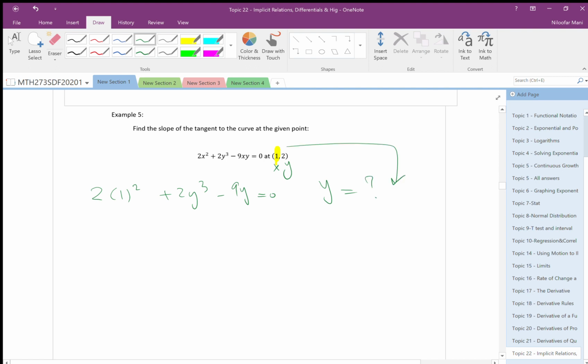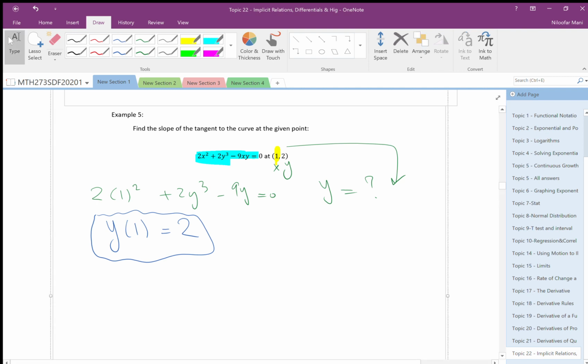Okay, so look at the question. You have a relationship between x and y. Yes, you do. You have a point. What does that point mean? This point means y of 1 is 2. So x is 1 and y is 2. Remember, when I give you the point, it is on the graph. So the point is not y prime, the point is not y double prime. No, no. First derivative, second derivative, no.